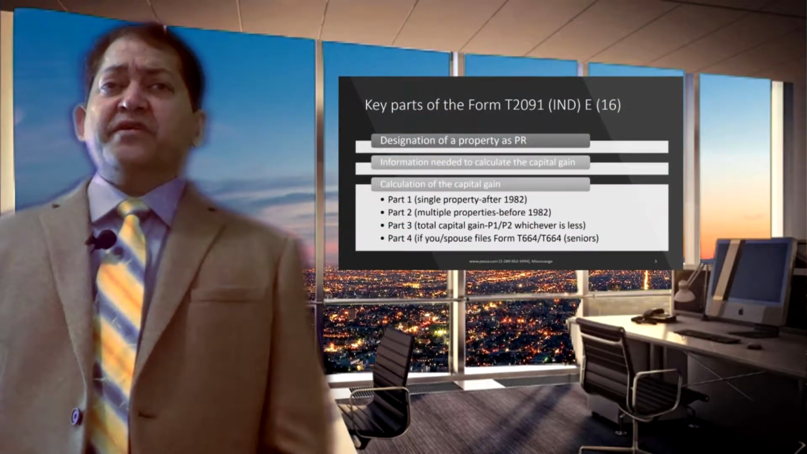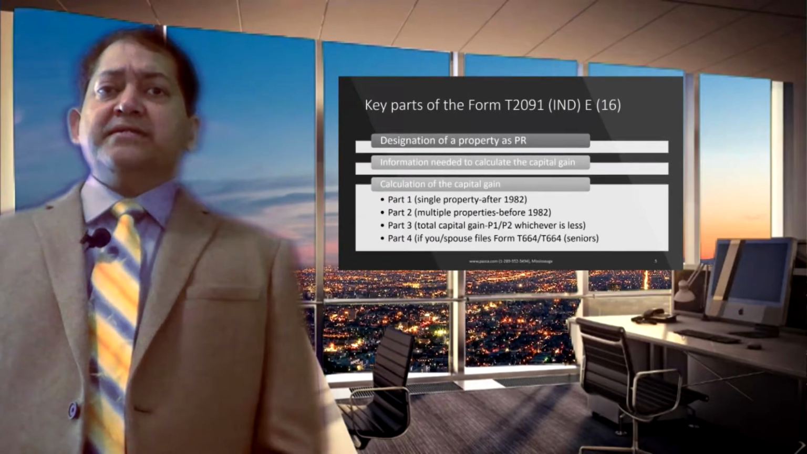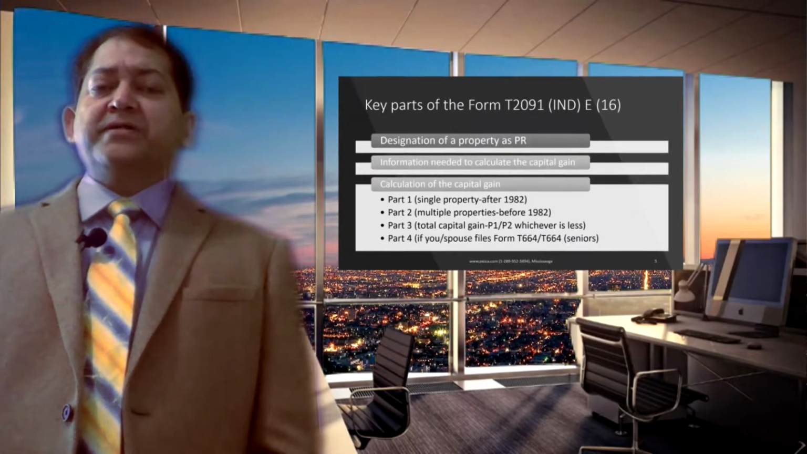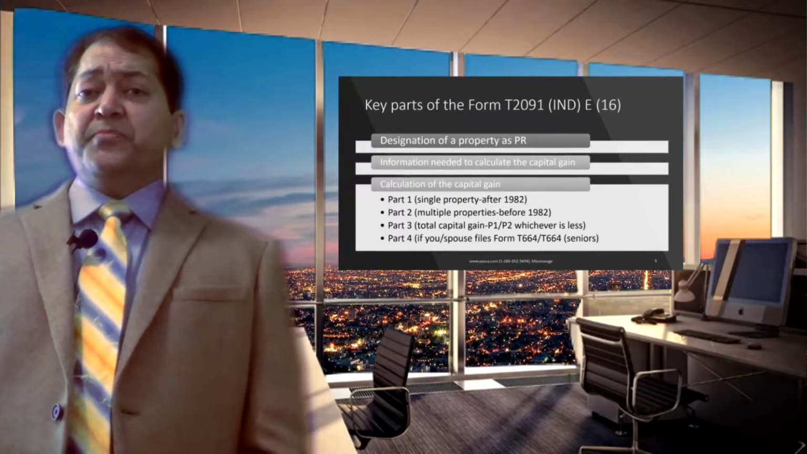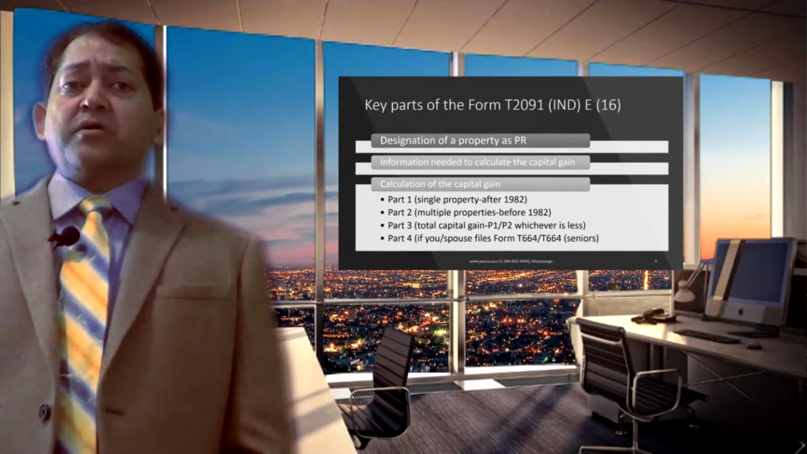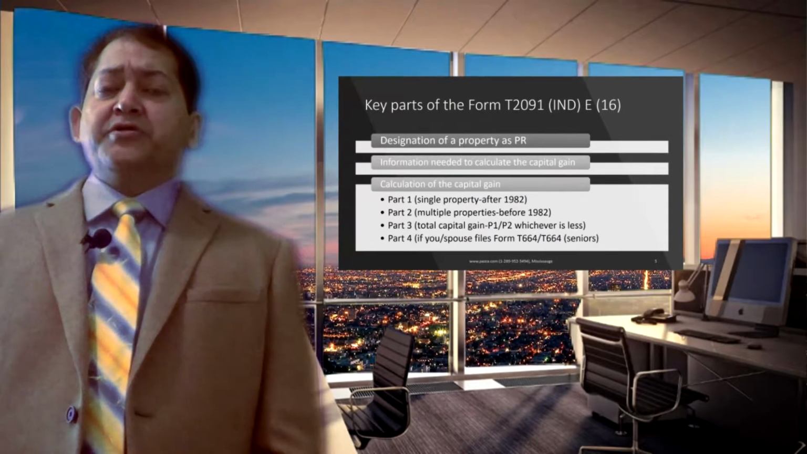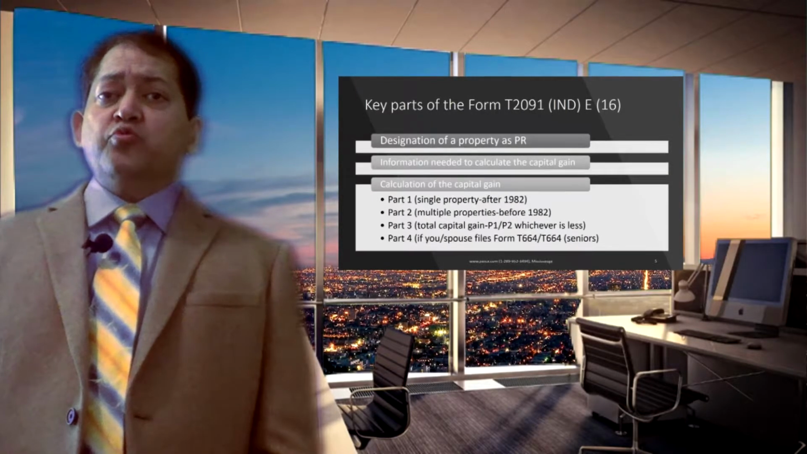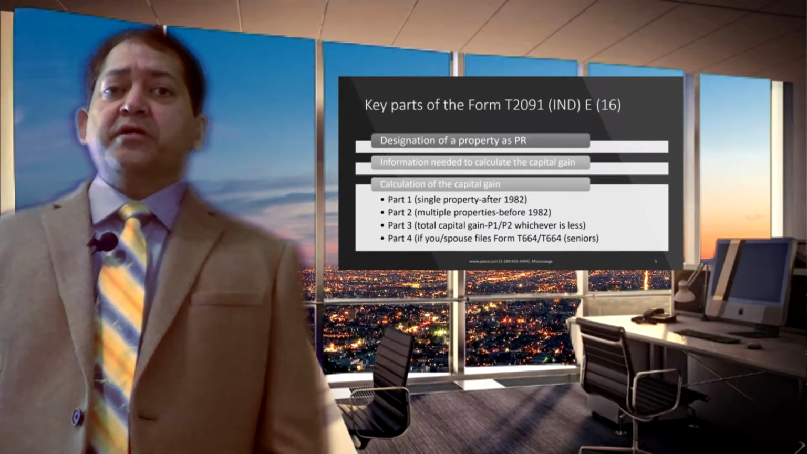Now, here are some of the key parts of form T2091. Broadly speaking, this form is divided into three distinct parts. First is designation of property as principal residence. And then, of course, you have to provide certain information that is needed to calculate the capital gain. So as far as the calculation part is concerned, it is subdivided into four components. In the first part, you have to do certain calculation in relation to a property that was owned by you after 1982, and we know that under the law, you can only have one principal residence after 1982.